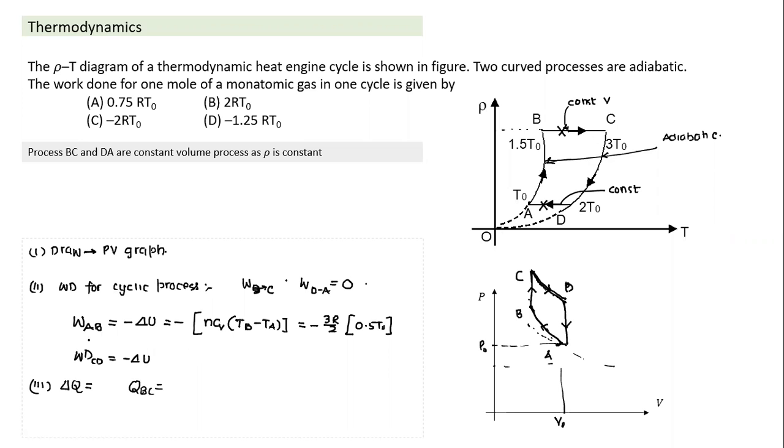So that is one way of calculating work done. I could have calculated delta Q also, and delta Q is needed for only 2 steps, this step and this step. The other 2 have delta Q equal to 0, since they are adiabatic processes. I calculate QBC and QDA, which is very similar. It will come out the same way. So you can solve that question also.